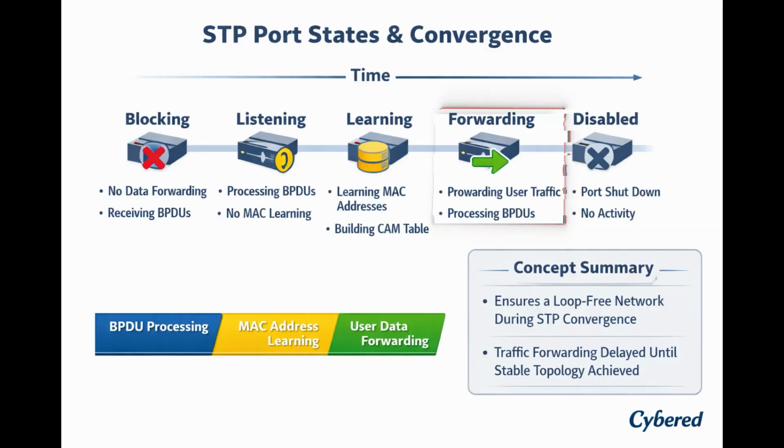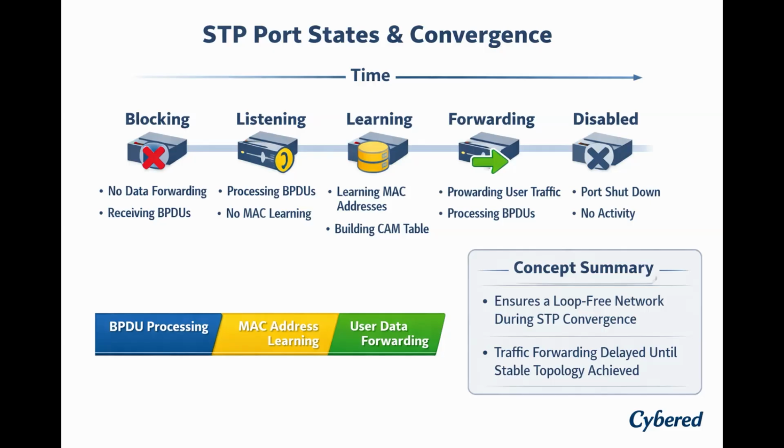Then forwarding: fully operational state, forwards user traffic and processes BPDUs. And disabled: administratively shut down by the network administrator. These transitional states ensure the network remains loop-free while spanning tree converges.